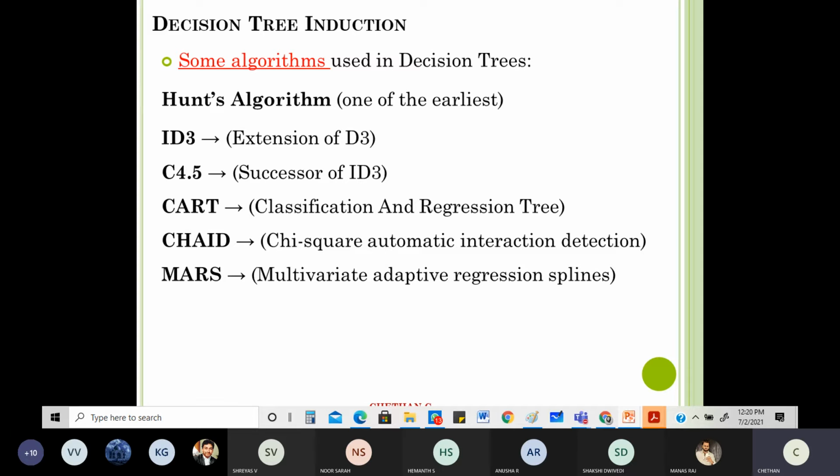Then you have MARS, multivariate adaptive regression splines. I don't know much about these last two, CHAID and MARS, because they are there in your textbook and even I have not gone into them. Of the UNS, ID3, C4.5, C4.5 also needs very little, but just know the basics of it. But UNS and ID3 algorithms are the most important things which you need to know.